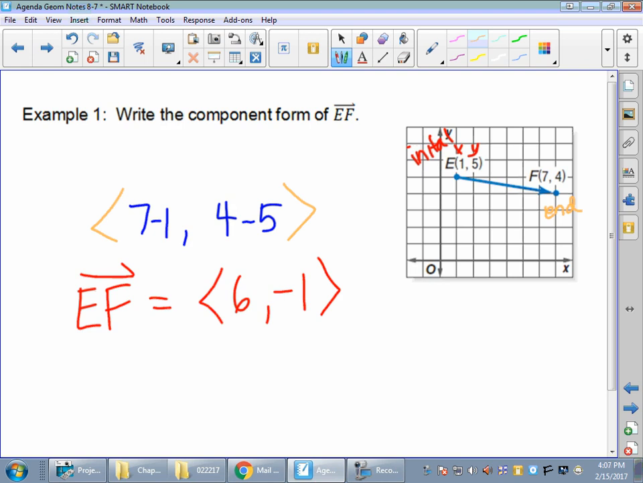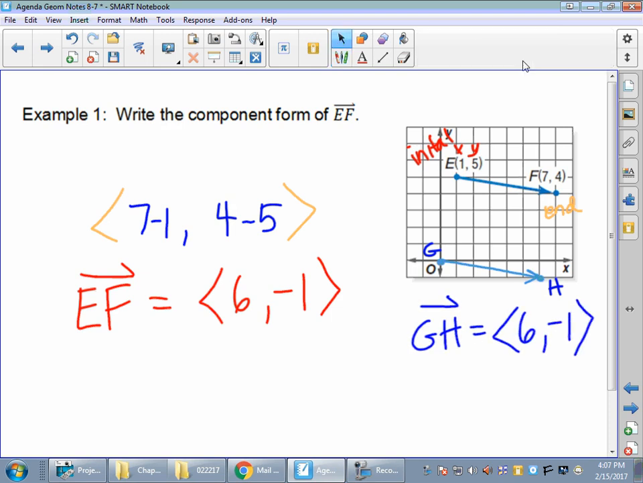In other words, if I took this vector and I put it into standard position, that is also vector, I don't know, GH. Vector GH also has component form 6, negative 1. So we're not distinguishing a point, we're just saying how that vector moves from the initial to the end point.